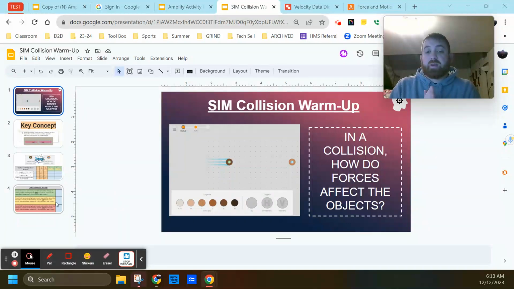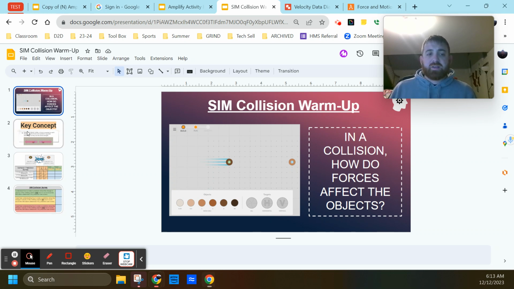Hey everyone, Mr. Regan here, and today we are starting off our lesson looking at some collisions in our sim and focusing on this idea of if two objects collide, how do the forces affect the objects? Up to this point, we've been exploring that during a collision, we know that forces act a certain way, but today we're looking at how do the forces then affect the object, considering we've seen so many different outcomes with all the different experiments and sim missions that we've run up to this point.